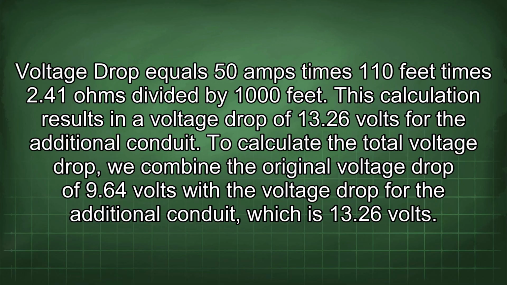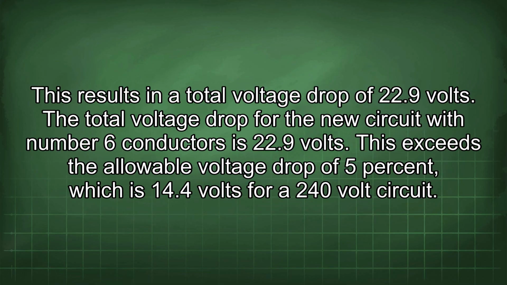To calculate the total voltage drop, we combine the original voltage drop of 9.64 volts with the voltage drop for the additional conduit, which is 13.26 volts. This results in a total voltage drop of 22.9 volts. The total voltage drop for the new circuit with number 6 conductors is 22.9 volts. This exceeds the allowable voltage drop of 5%, which is 14.4 volts for a 240 volt circuit.